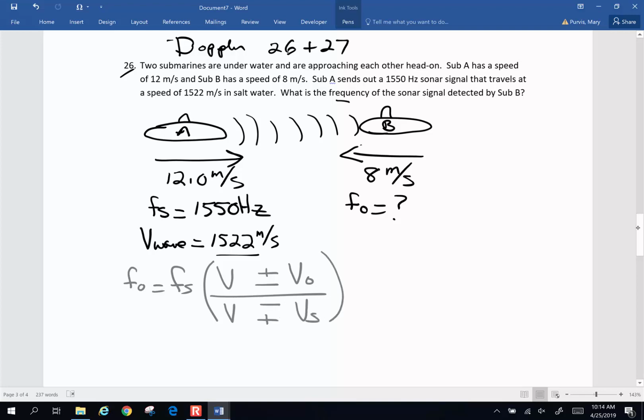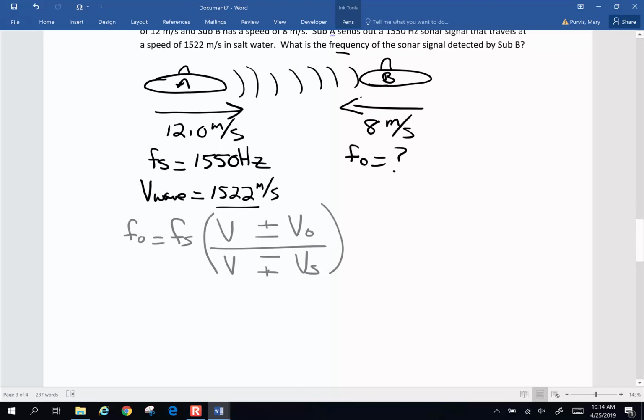Now the neat thing about this equation is if you pay attention to the approaching or going away from each other, you don't have to change signs. Just use the convention of what's going on here. Because sub A and sub B are both moving towards each other, which set of signs are we going to use, the top or the bottom? We're going to use the top. So it's plus on top and minus on the bottom. That's what we're going to use because these two subs are headed towards each other.